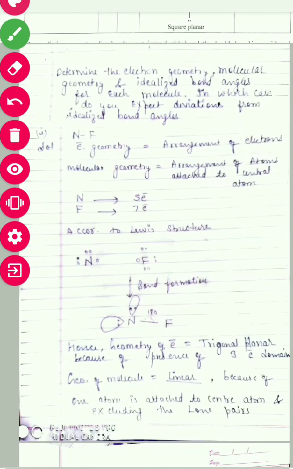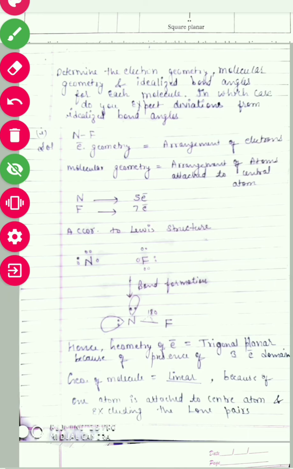Hello everyone. Today we will solve this question. Determine the electron geometry, molecular geometry and idealized bond angle for each molecule. In which case do you expect deviation from idealized bond angles?